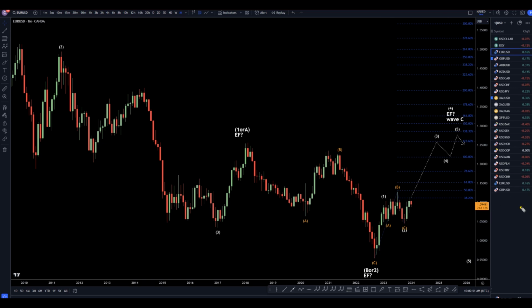Today is Wednesday, January 10th, and I'm going to be analyzing the US dollar, starting on the monthly, working my way all the way down to the 1 hour time frame for the full top-down analysis.